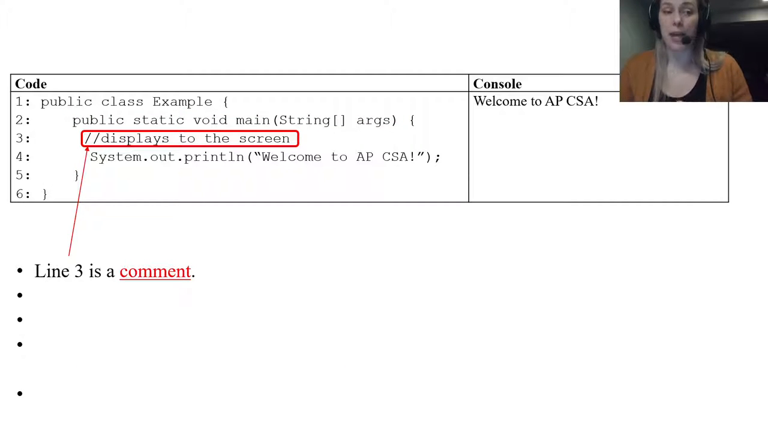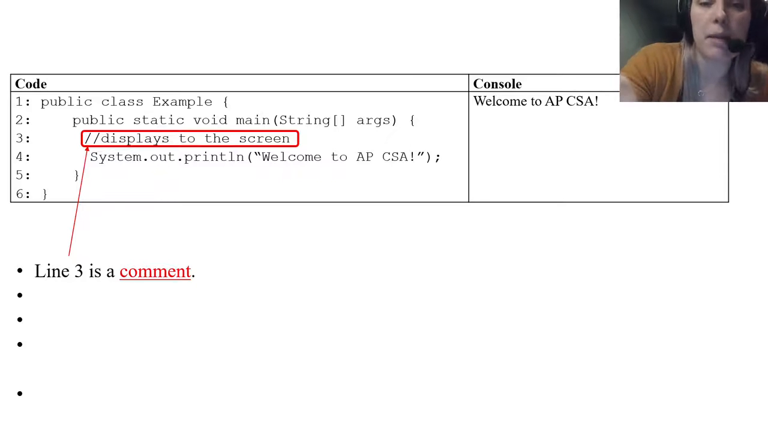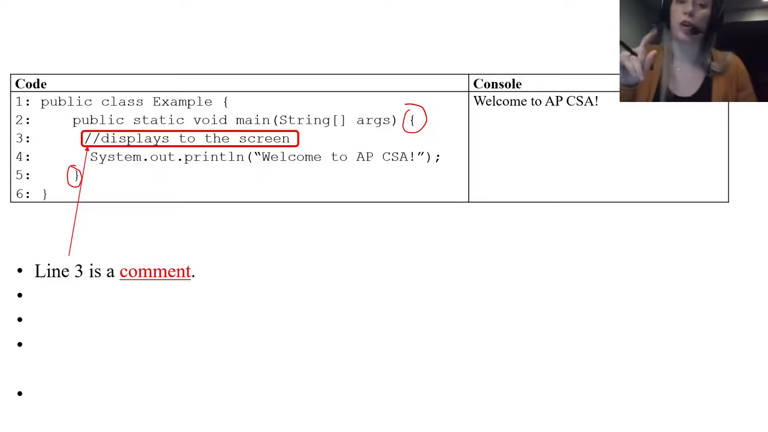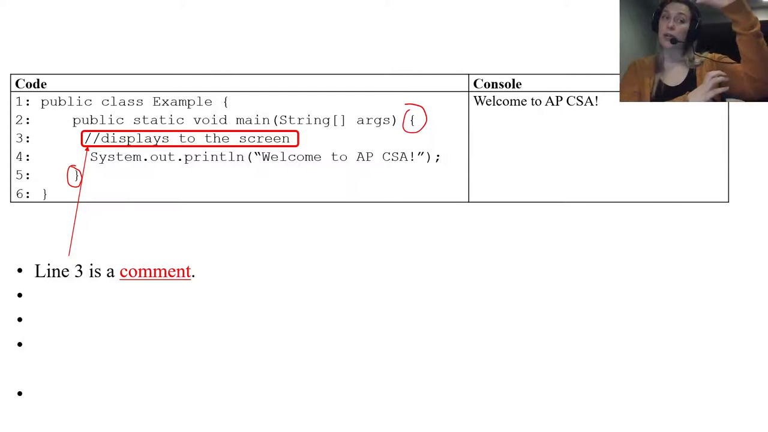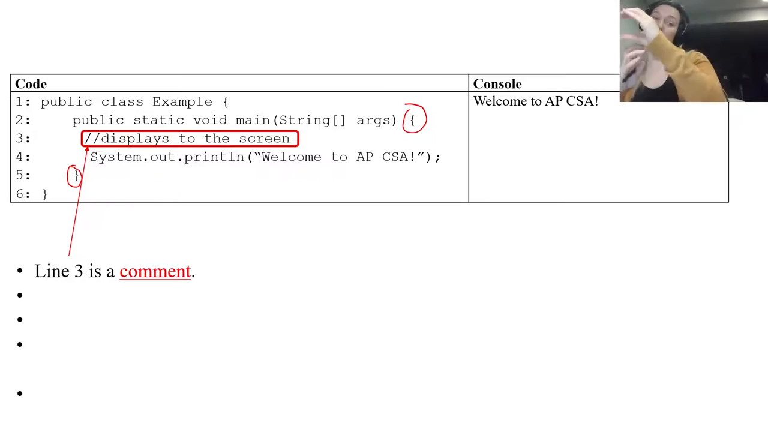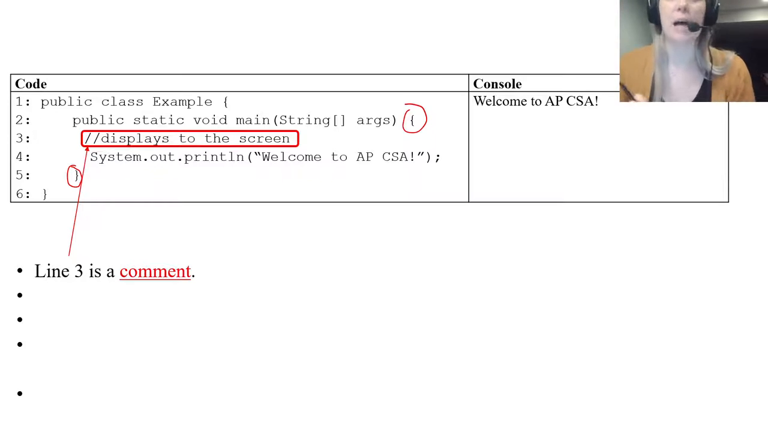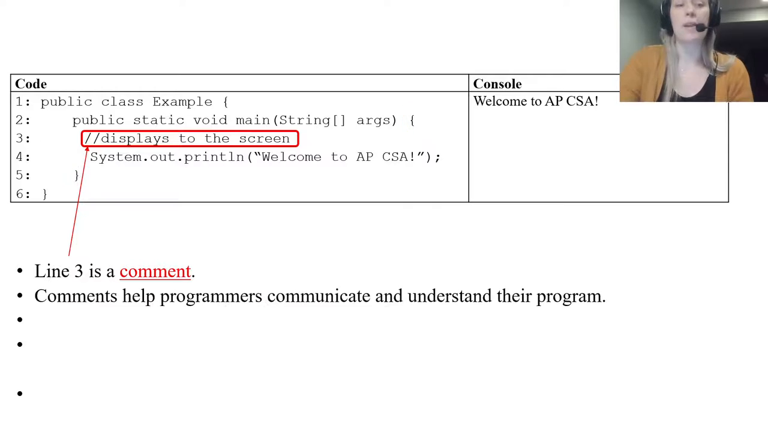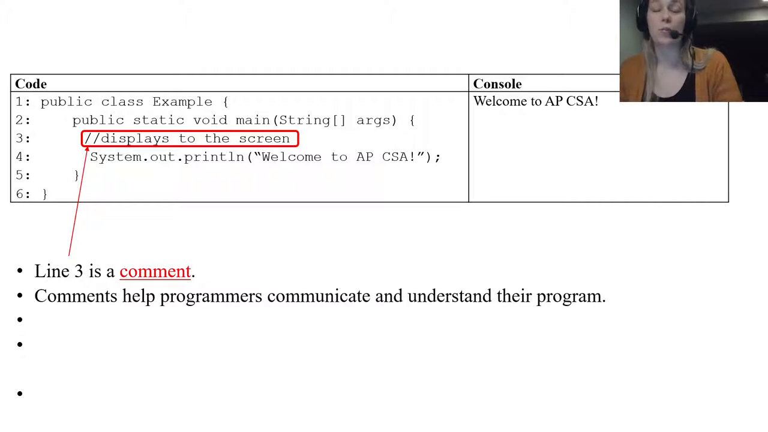On line three, you notice it's indented over in the main block. And I say the main block because you notice the open and close curly brackets again define the main method block. Just like our class had a block with the open and closed, so does our main method. Inside that block, we have a comment. It's a comment designed to help programmers who read your code, or just you in general, communicate and understand your own program.